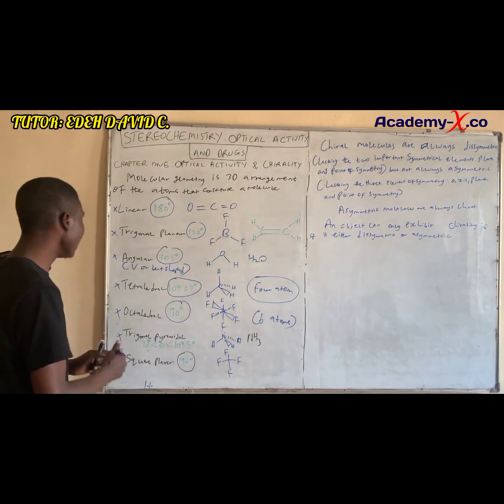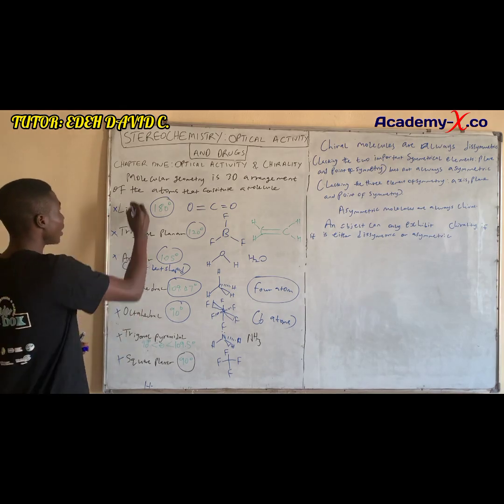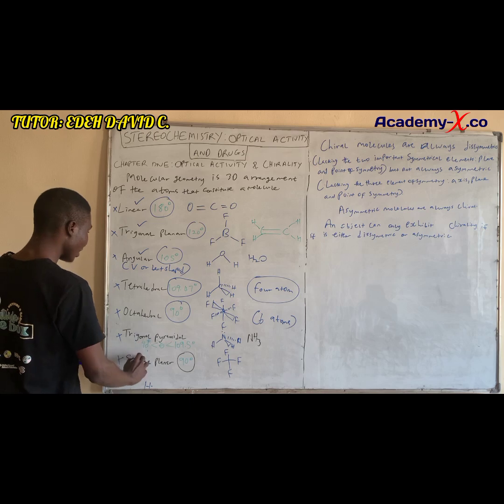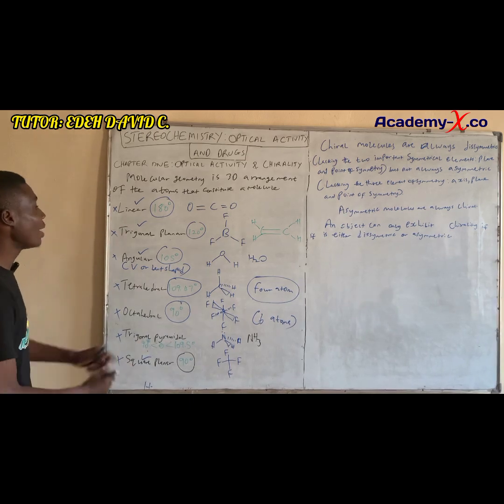Square planar on the same plane. So you realize that this is a planar geometry, and this is planar geometry. So all of them are on the same plane.